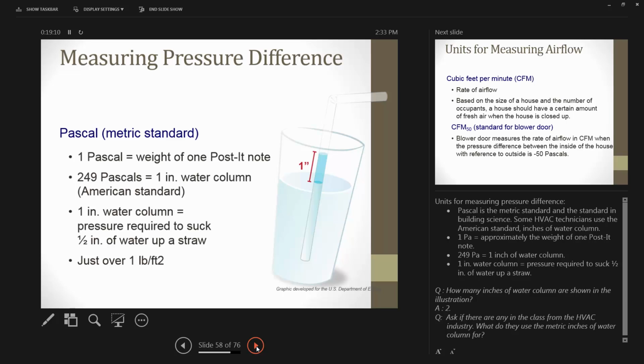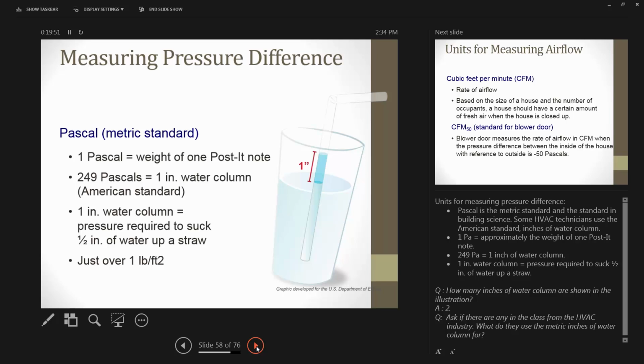But everything's measured in pascals, and it's a replacement of pounds per square inch measurement of pressure that usurped the imperial system, but there's a couple different comparisons of it here. 249 pascals is a standard 1-inch water column, and listed as a water column is the pressure required to suck 1/2 inch of water up a straw. And it says just over 1 pound per square foot.